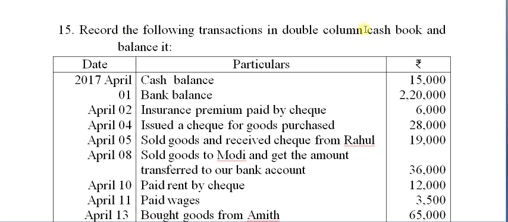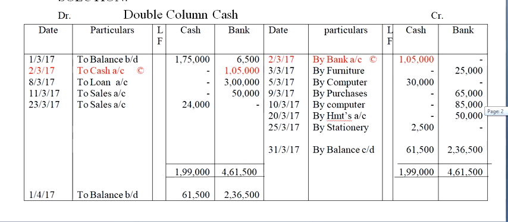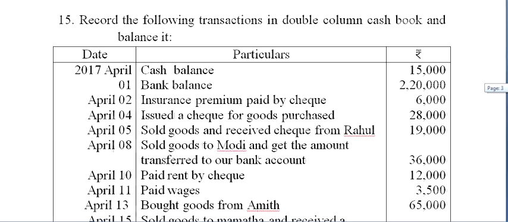Record the following transactions in double column cash book. You can pause the video for the last problem and write the solution, my dear students. Now moving on to the last problem, the 15th problem in page number 4.13. Record the following transactions in double column cash book and balance it.